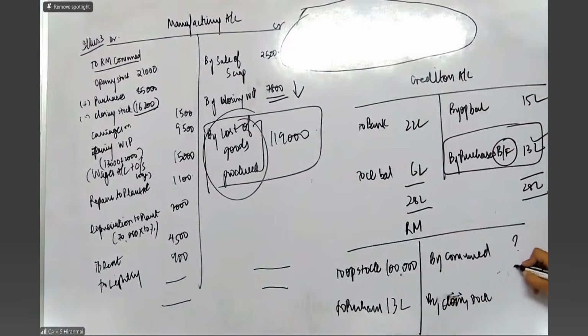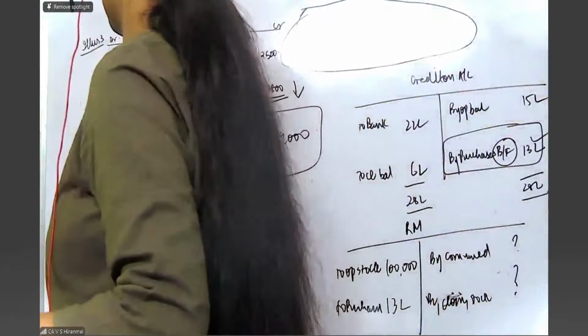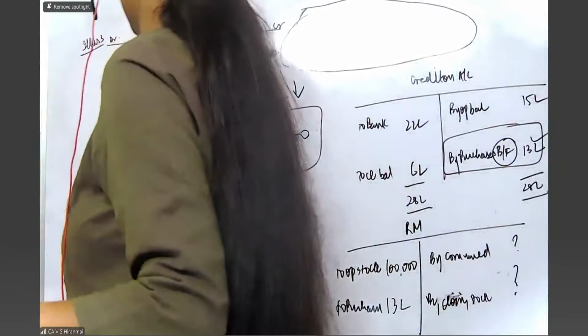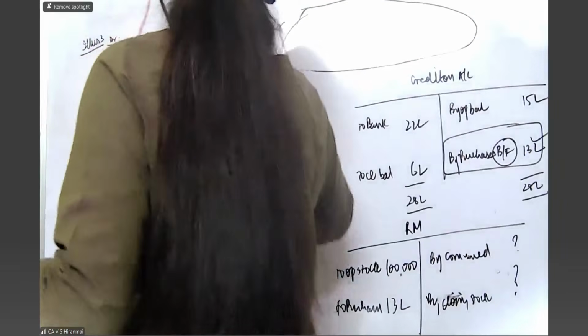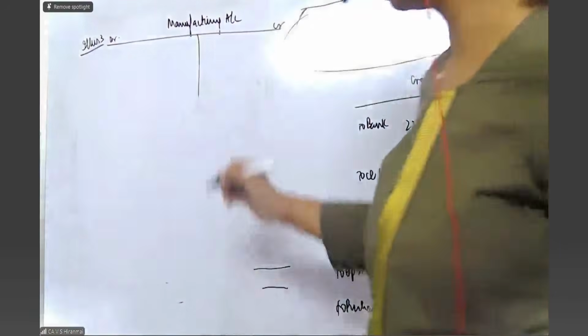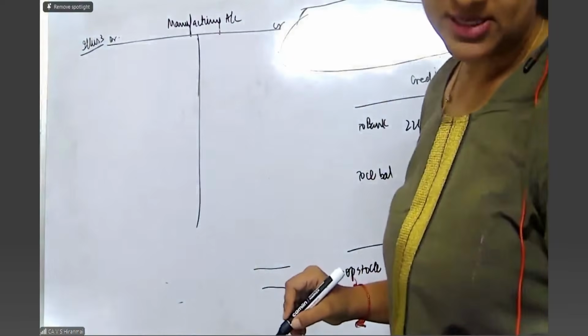Madam, this is also question mark. This is also question mark. What do I do? Now go to your manufacturing account. Your manufacturing account is given there clearly. Everybody please see, manufacturing account is given here clearly. So first take your manufacturing account as it is given to you in the question.